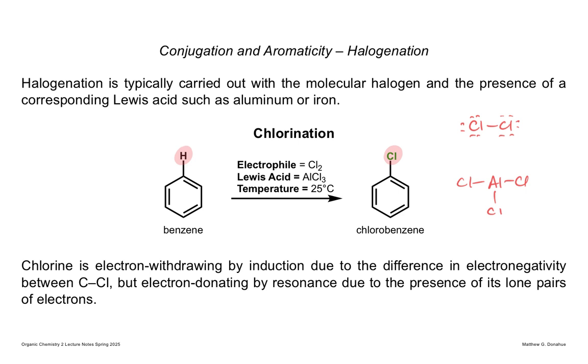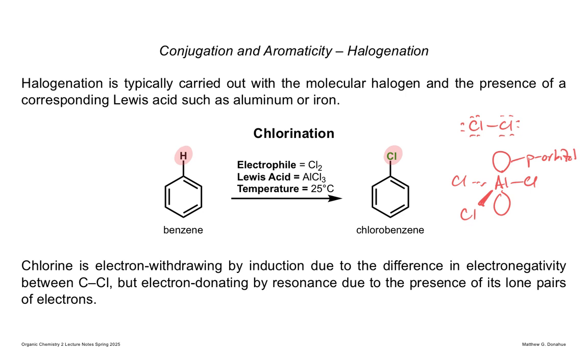So chlorine itself is not properly matched with benzene, so we put in the Lewis acid. And notice that the Lewis acid is tri-coordinate, so it does not have an octet. Maybe I can redraw this. It's a planar compound, and the aluminum has that empty p orbital that will help engage the Cl2 to make it more electrophilic.